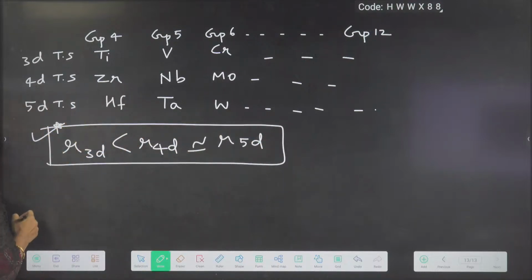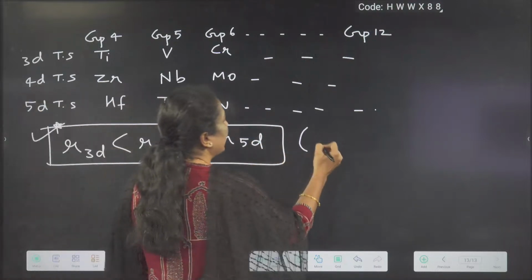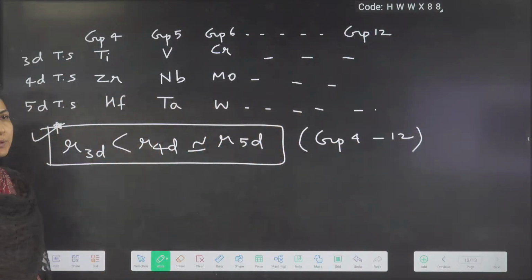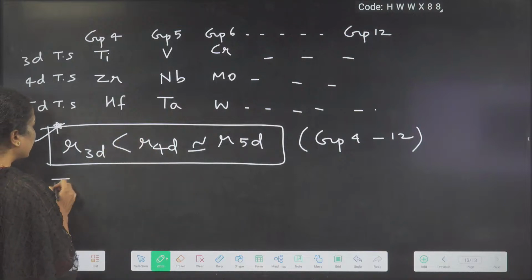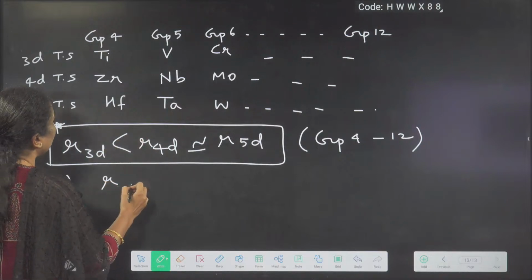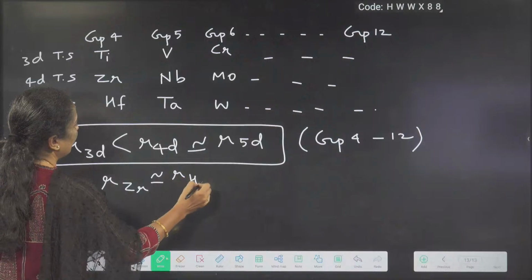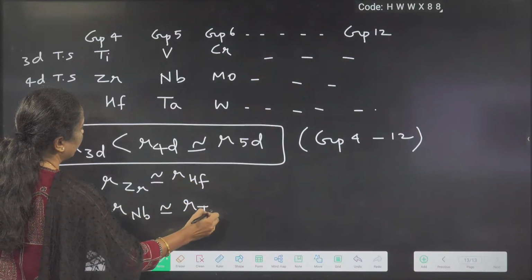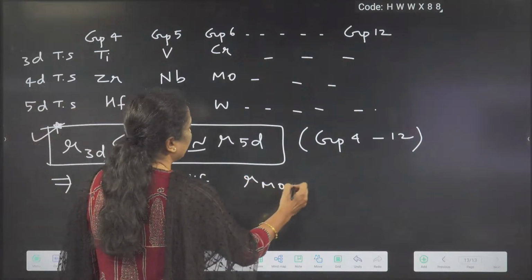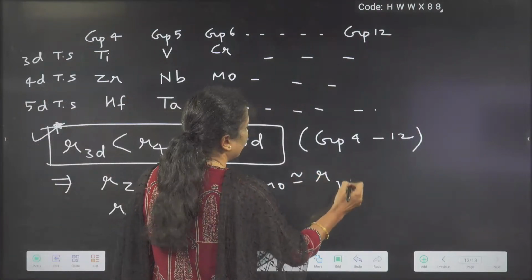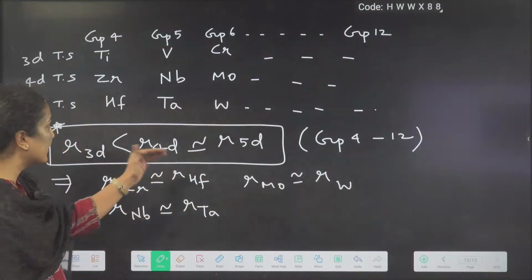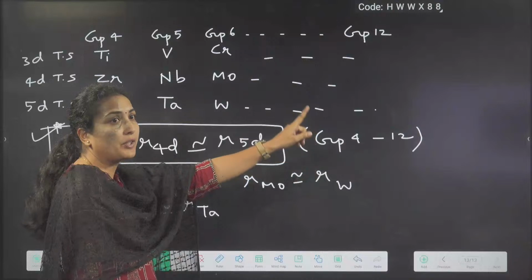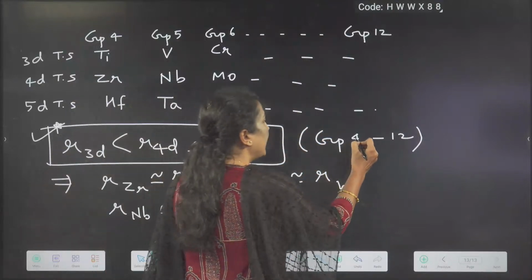What do we mean by here? Basically, this thing is applicable for group number 4 to 12 in your D block, right? Not for group 3. Now, what we are seeing here implies that the radius of your zirconium is almost same as that of hafnium. Radius of your niobium is similar as that of the tantalum. Radius of molybdenum is almost same as the radius of your tungsten. I have just written for 3 pairs. That doesn't mean that for rest of them up to group 12 it is not valid. It is valid. That's the reason I have written from group 4 to group 12 it is valid.